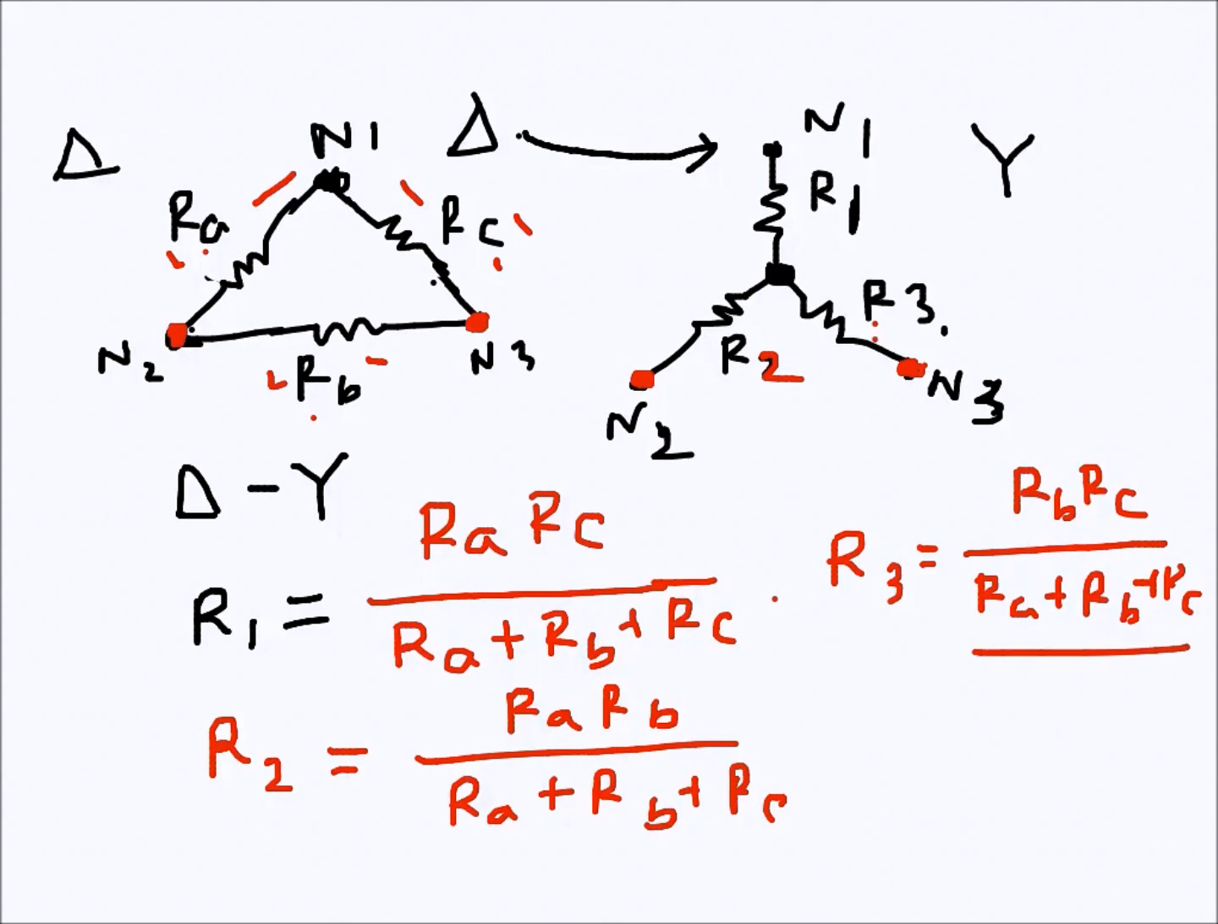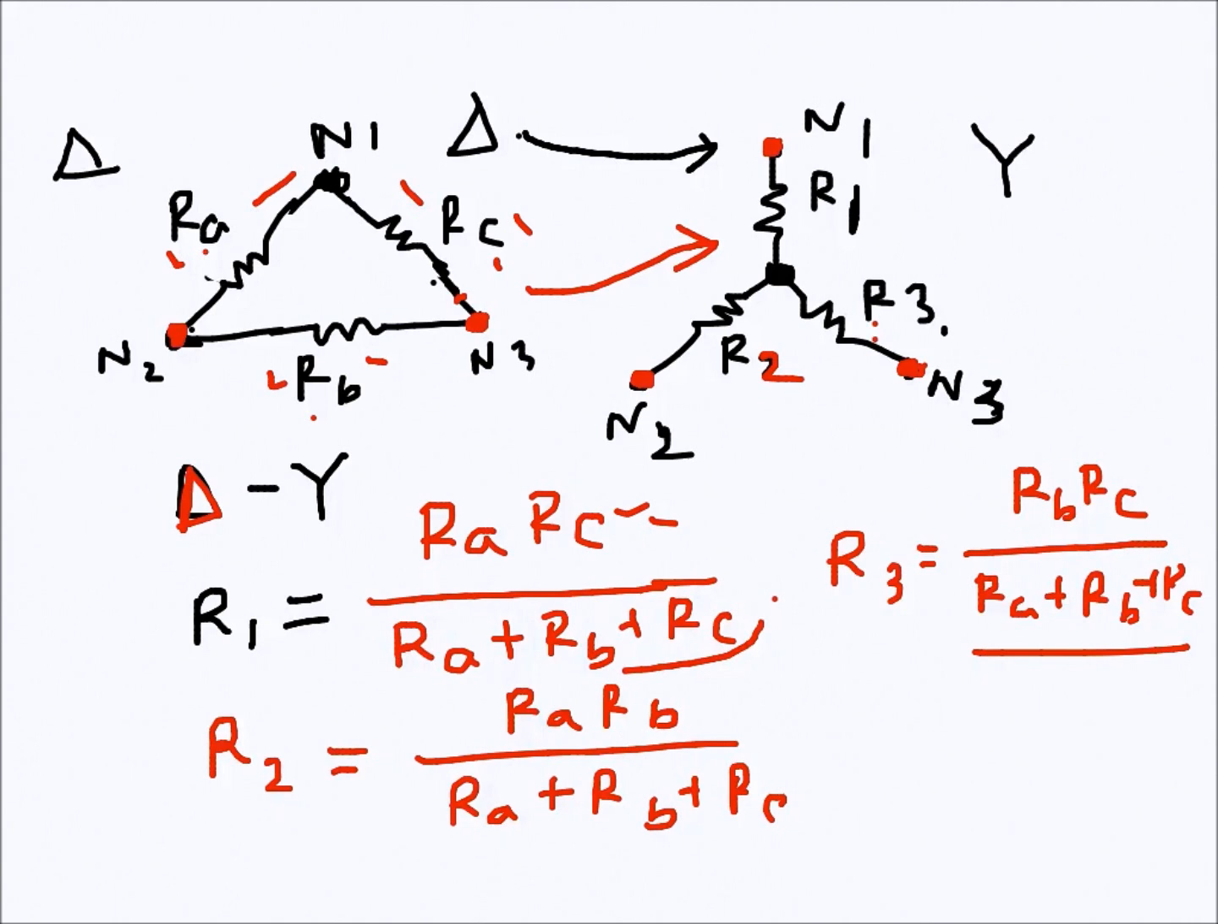So the denominator is common everywhere, and the numerator is this: whenever we are talking about a node, in delta, two elements, two resistances or impedances, were connected to it, so the multiplication of the two will come on top. That's how it is. So this is delta to Y. So we have a delta network and we want to convert it into the equivalent Y values.